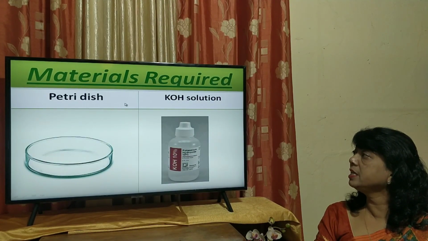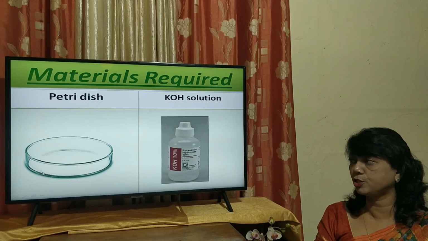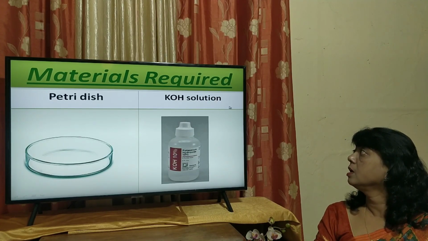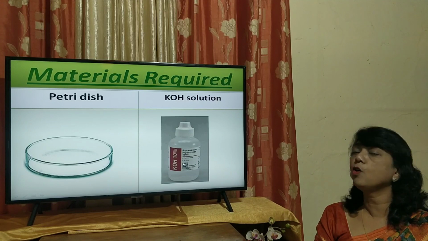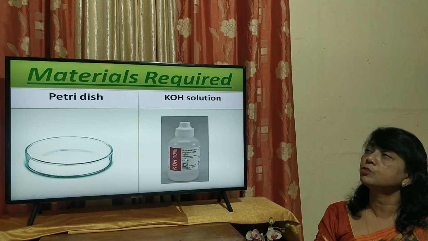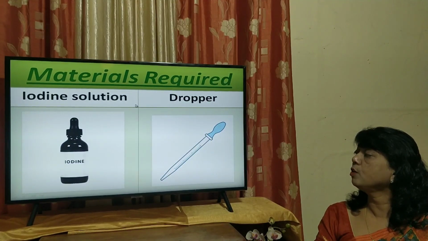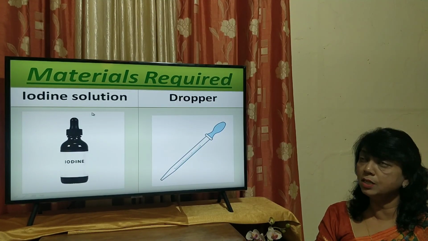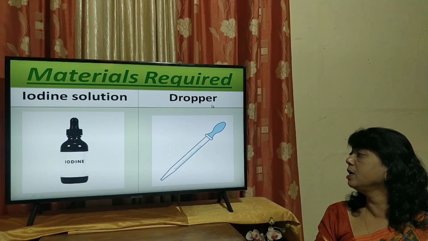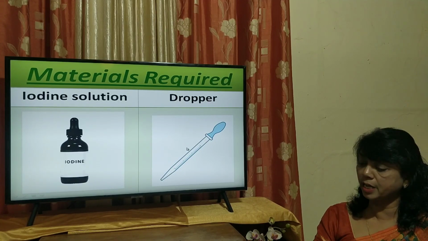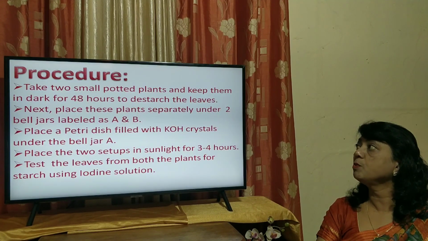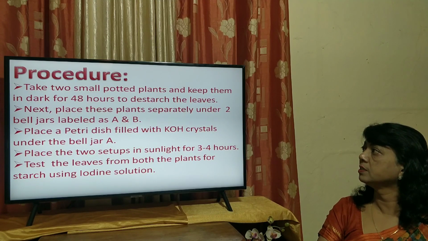Other materials needed are a Petri dish. This is a Petri dish, and KOH solution, or potassium hydroxide solution. We also need iodine solution. We need a dropper to drop these liquids. Now we move on to the procedure.